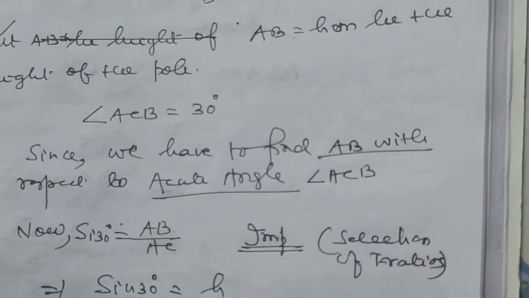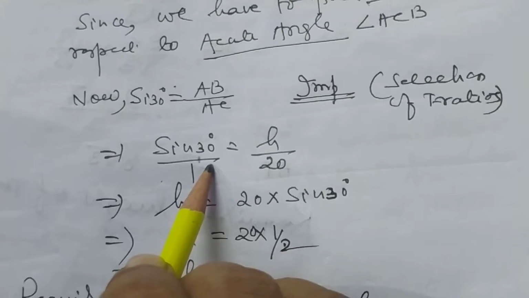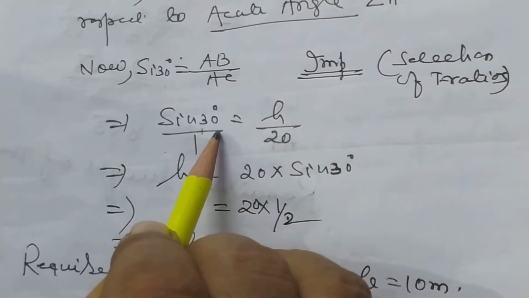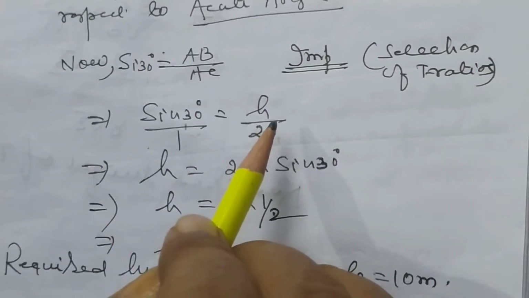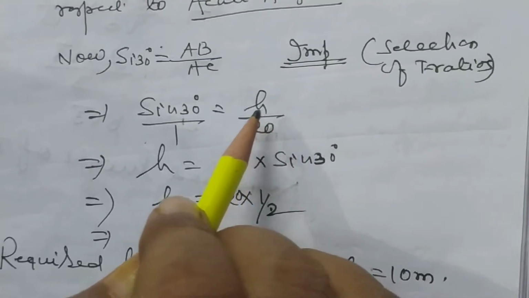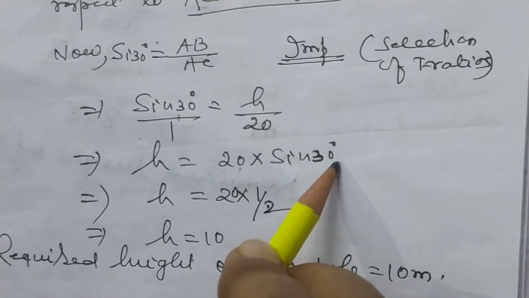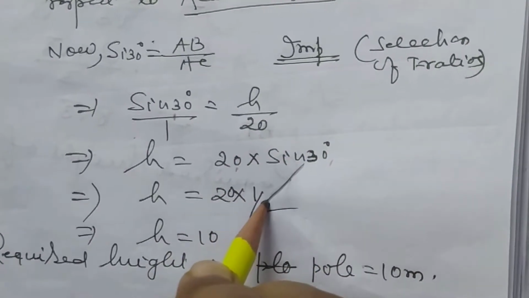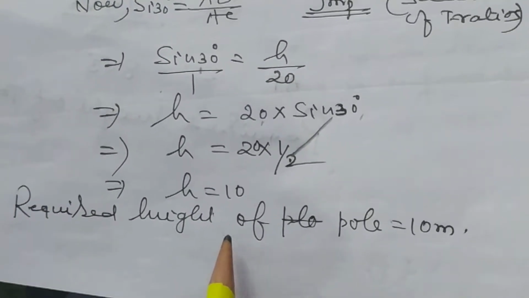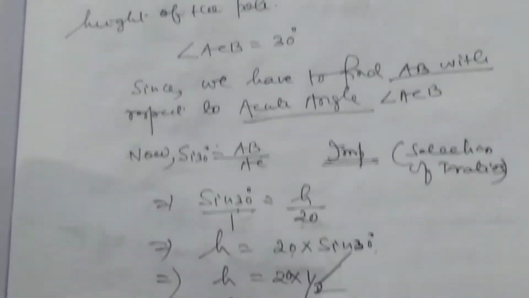And decide which trigonometrical ratio you will take. This will be sin theta is equal to AB by AC. AB is equal to h, so h is equal to 20 sin 30 degree. And the value of sin 30 degree is half. So the height of this pole AB is 10 meter.